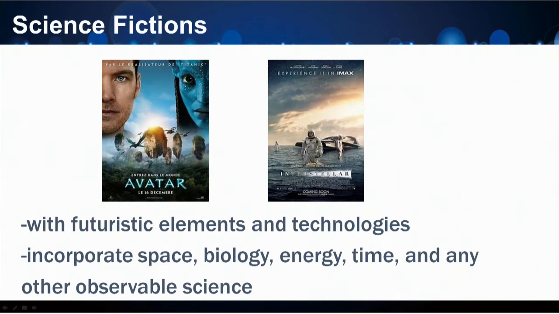The next type, science fictions. So from the posters and from the look of the characters, you know that these films usually have a lot of futuristic elements and technology. So many of these films are set in the future world or even an alien planet. So they usually have knowledge about space, biology, energy, time, and any other observable science.